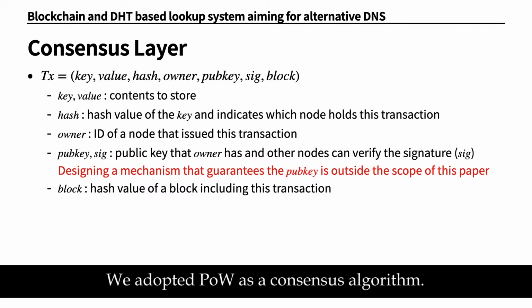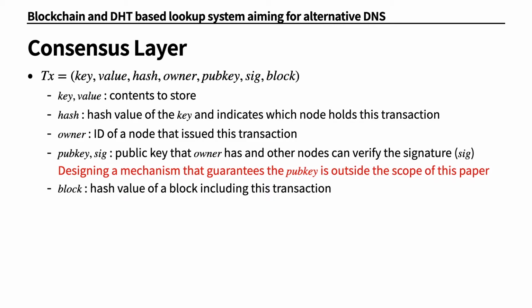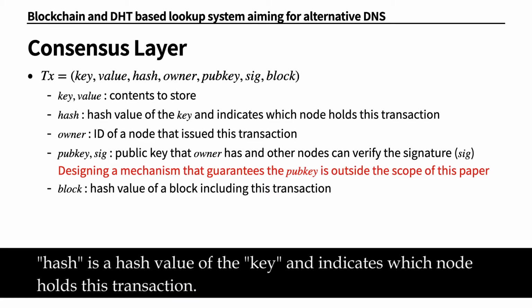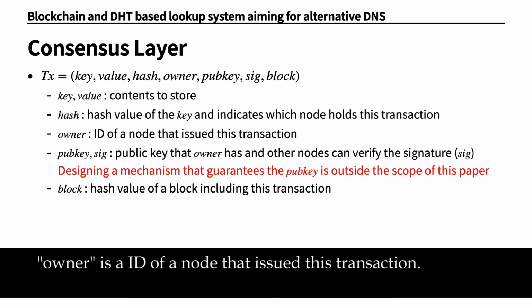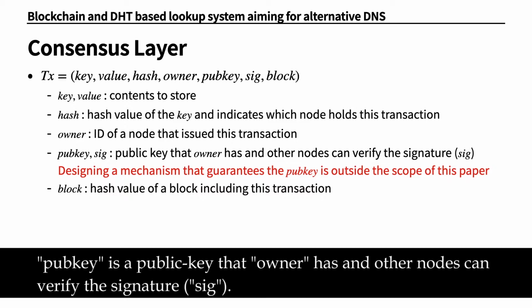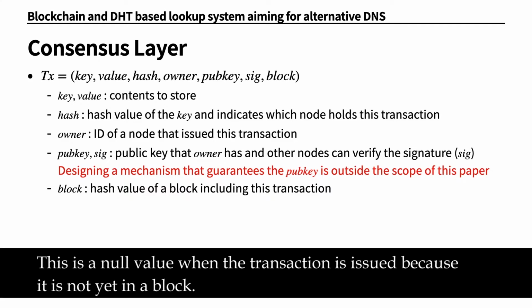And we adapted proof of work as a consensus algorithm. Then we describe the design of transaction and block. A transaction contains key, value, hash, owner, public key, signature, and block. Key and value are the contents to store. Hash is the hash value of the key and indicates which node holds this transaction. Owner is the ID of the node that issued this transaction. Public key and signature: the public key is the public key that the owner has, and other nodes can verify this signature. Block is the hash value of the block including this transaction. This is a null value when the transaction is issued because it is not yet in a block.